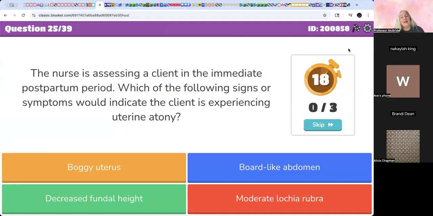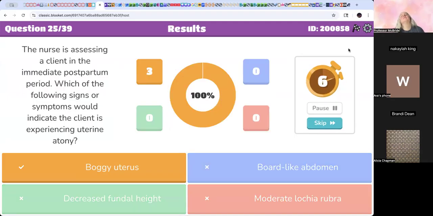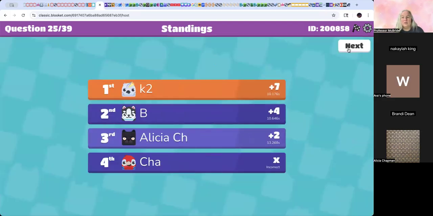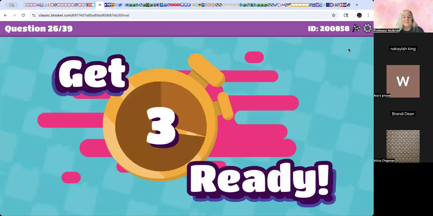The nurse is assessing a client in the immediate postpartum period. Which of the following signs or symptoms would indicate the client is experiencing uterine atony? Good. So we've talked about atony a lot today. So I think you guys know that one pretty well.